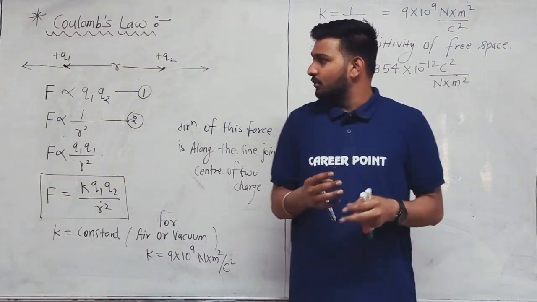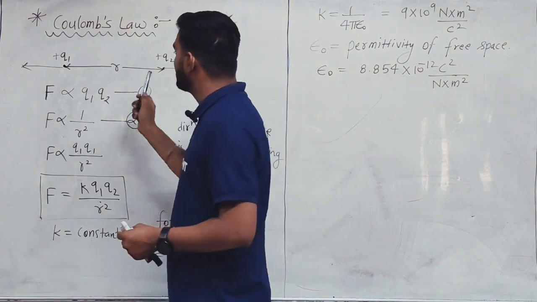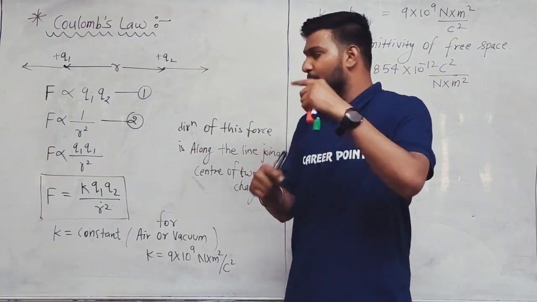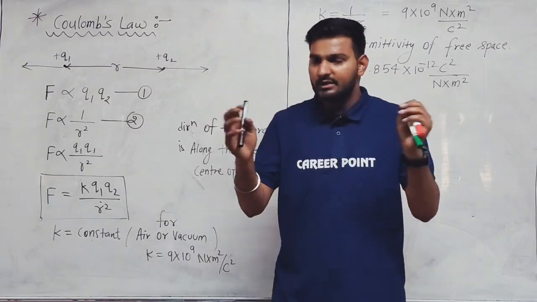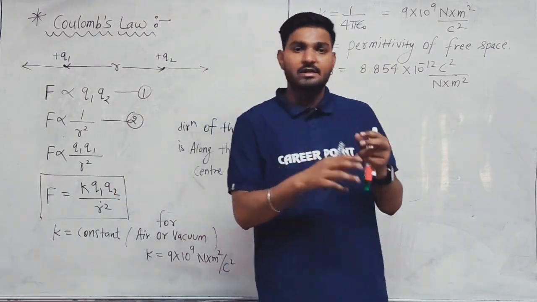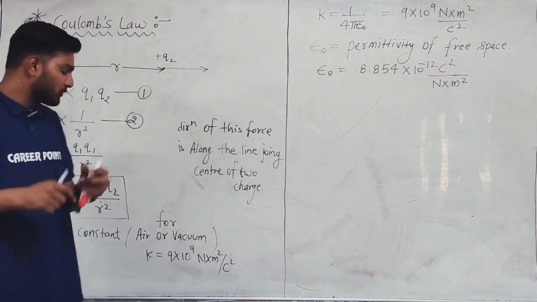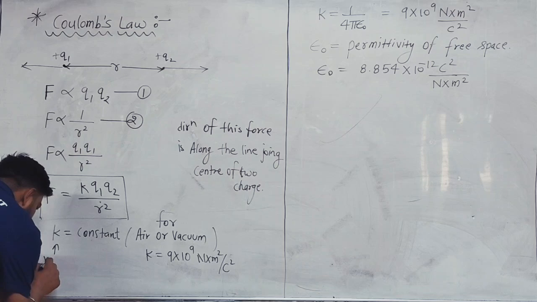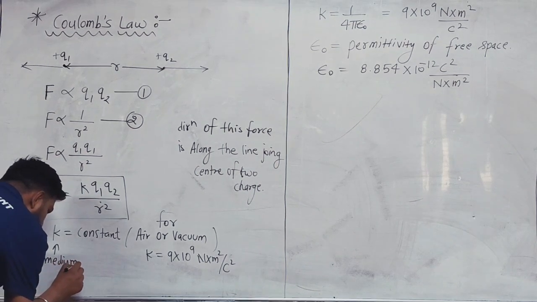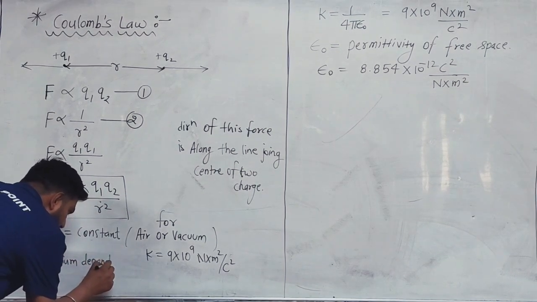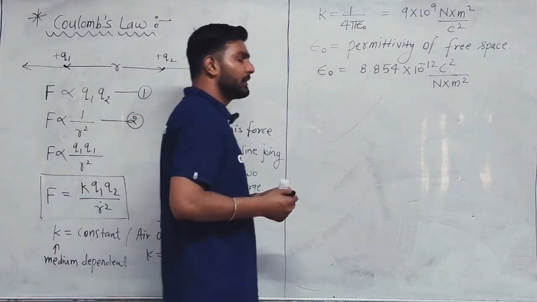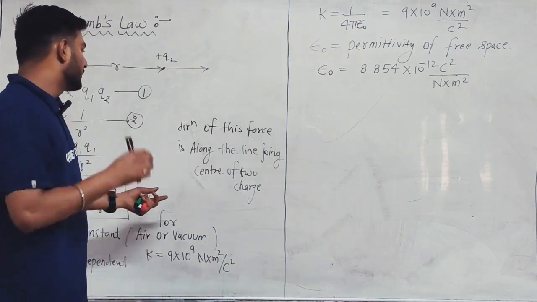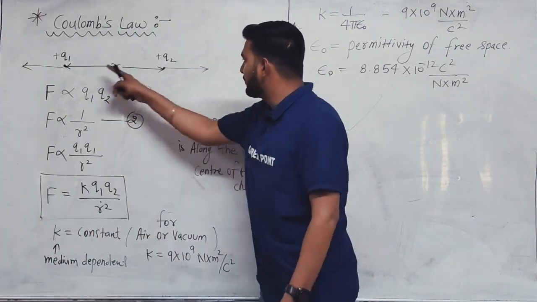Again, I am repeating what Coulomb's law is. According to Coulomb, the force between two charges is directly proportional to the product of these two charges and inversely proportional to the square of separation between them. This K is a constant, known as the proportionality constant, and it is medium dependent. And the direction of this Coulomb force is along the line joining the centers of two charges.